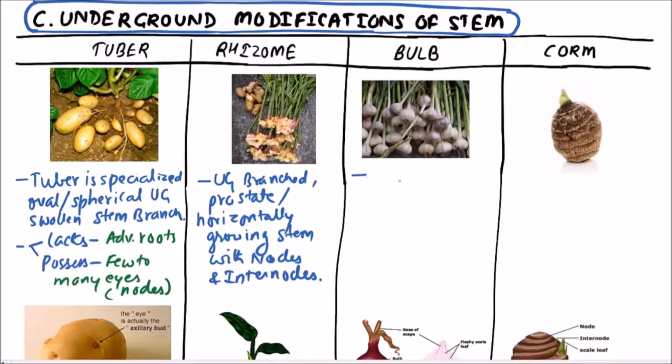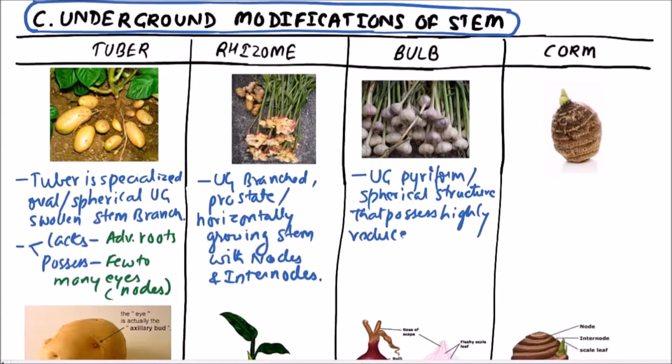Then bulb. Bulb is an underground pyriform or spherical structure that possesses a highly reduced discoid stem which is covered by scaly leaves.